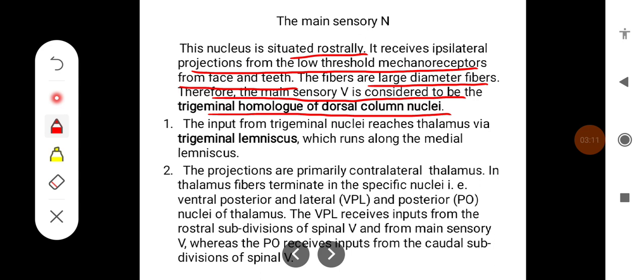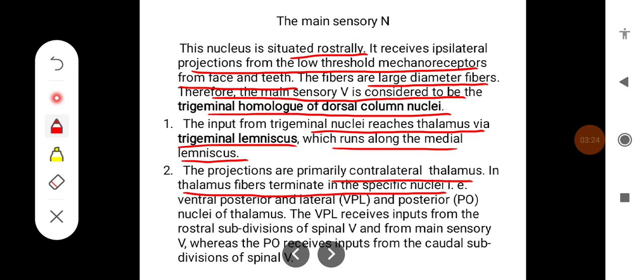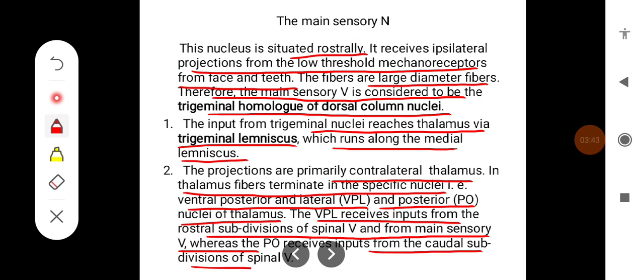The inputs from trigeminal nuclei reaches the thalamus via trigeminal lemniscus, which runs along the medial lemniscus. The projections are primarily contralateral thalamus. In the thalamus, fibers terminate on the specific nuclei, that is ventroposterior and lateral and posterior nuclei of thalamus. The VPL receives inputs from the rostral subdivisions of spinal 5 and main sensory 5, whereas posterior receives inputs from the caudal subdivisions of the spinal 5.